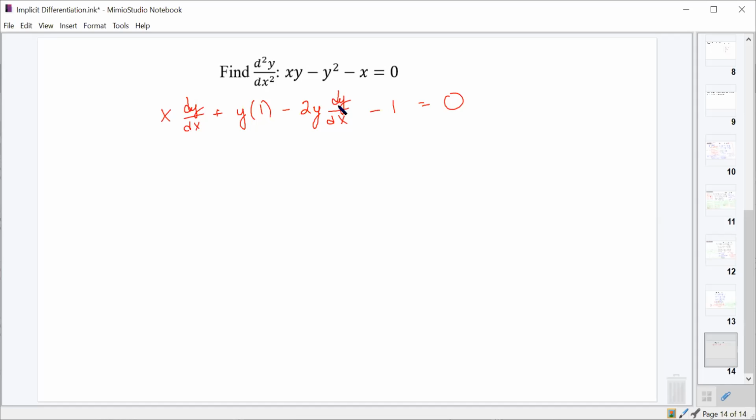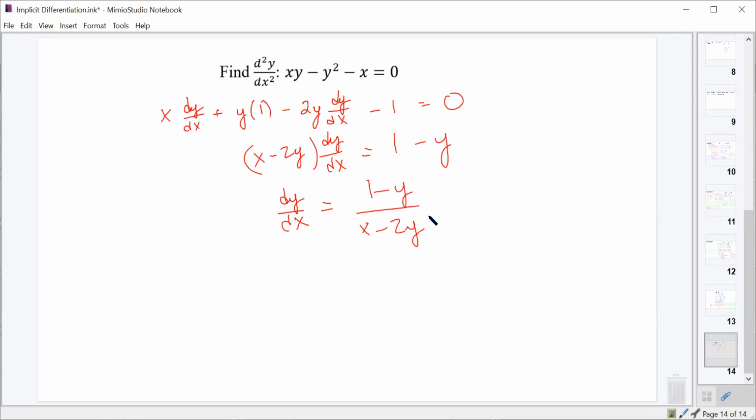All right, what do we have for the rest of the way here? We need to solve for dy dx. So we'll have x minus 2y times the dy dx. And then on the other side, we'll bring over the 1 and the minus y. Everybody good with that or no?